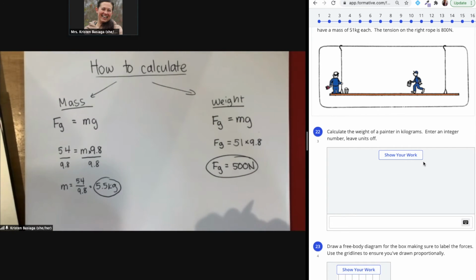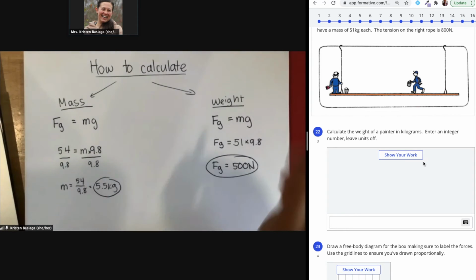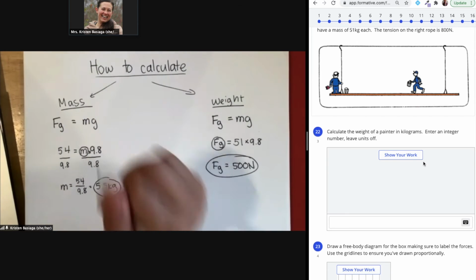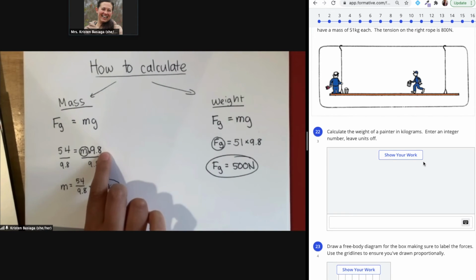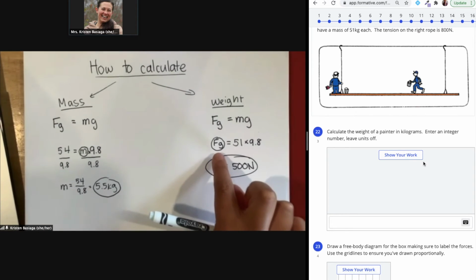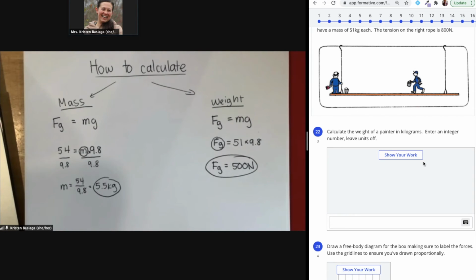So sometimes people ask like, oh, do I need to divide or multiply? And my response to that is write out the equation and do what you have to do to find the missing variable. If the variable is mass, notice you had to divide by 9.8 to get m by itself. If you're trying to find weight, notice you had to multiply to find Fg. I don't want you to ever memorize it, but rather substitute and then solve how you would in algebra.